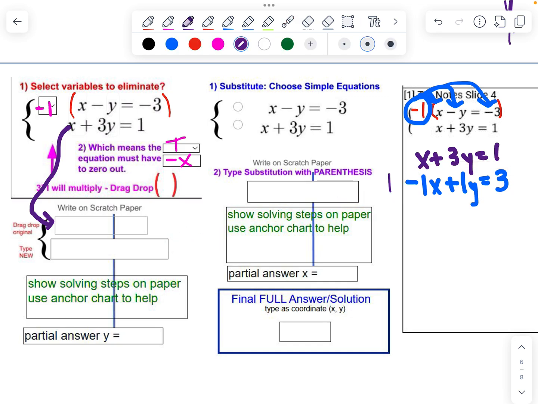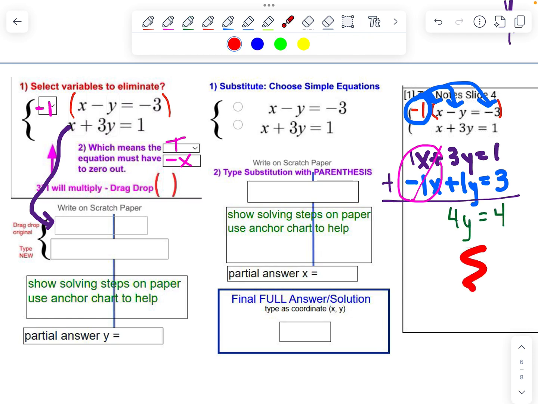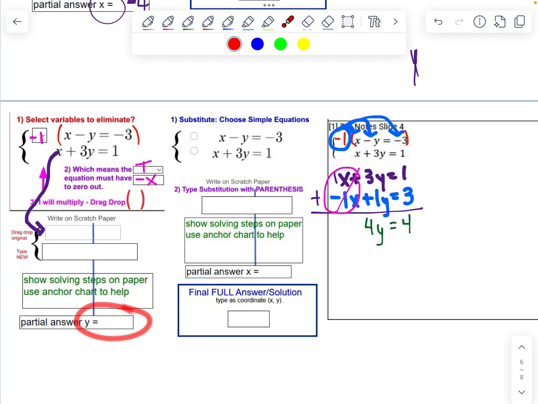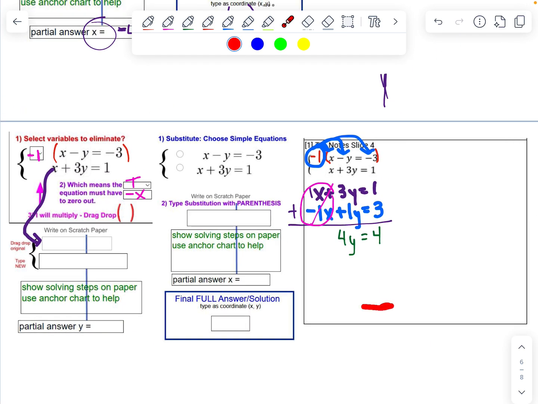Then you would make a big giant addition problem. Maybe you fill in a 1 right there on your paper. Then it's maybe a little bit easier to see. There's the zero out. You have 4y equals 4. And now you are going to continue your work to get your y. And then you are going to continue your work on your paper and here, just like we have the 3 previous slides.